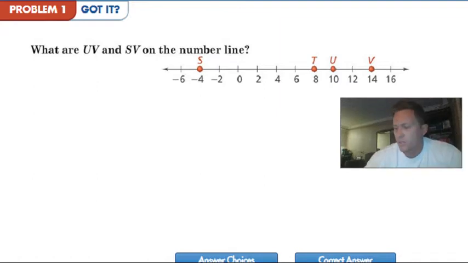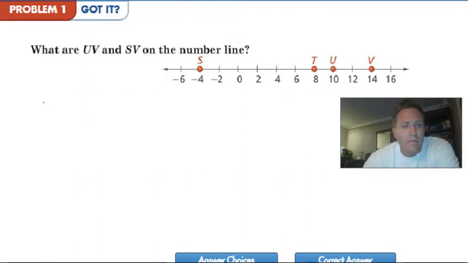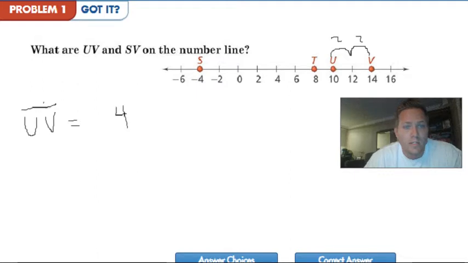So if I was looking at UV, let's change this to black. I have the segment UV, and I put that bar over the top. Let's say we count it. We're given a number line, so we can count. Just be careful: this number line is going up by 2 every time. If I start at U and go to V, there's 2 right there, and then another 2, so a total of 4. So the distance of that segment is 4 units.